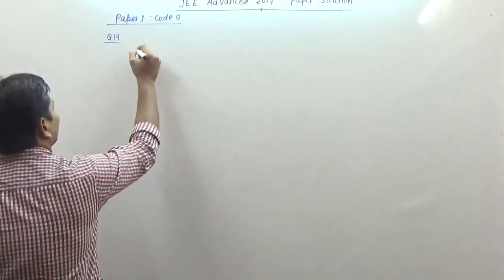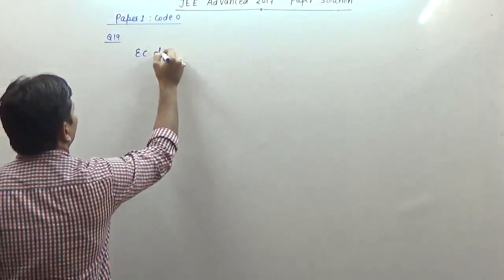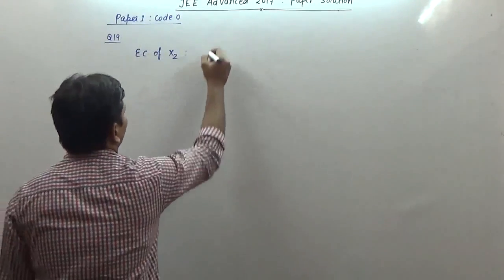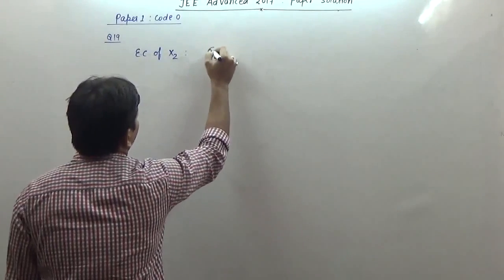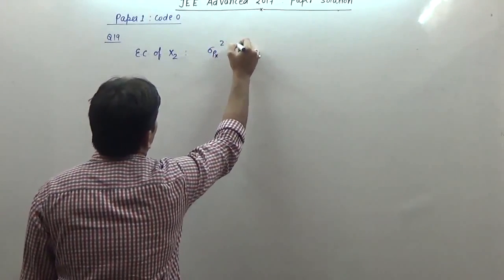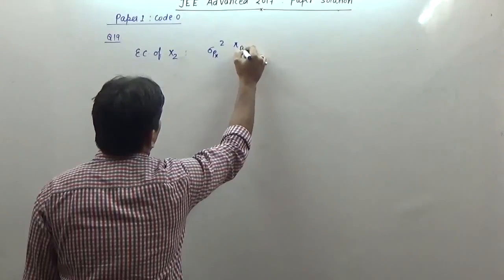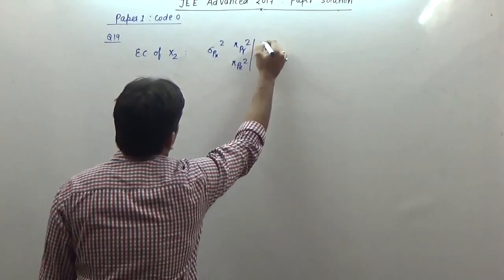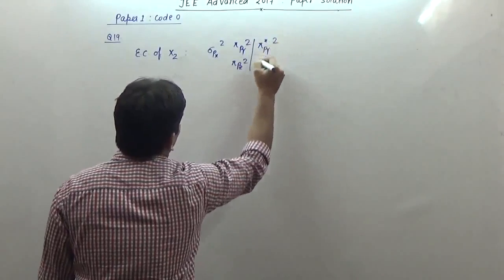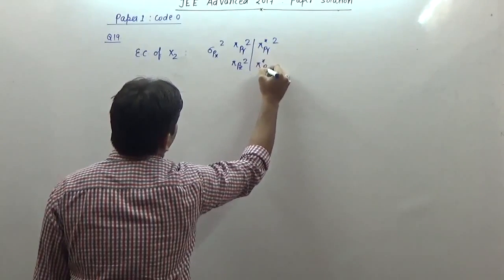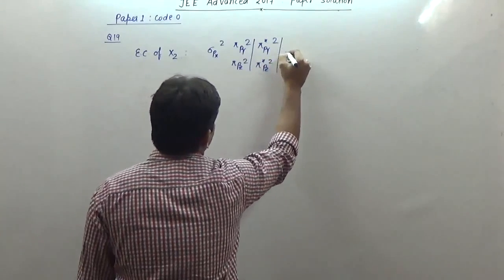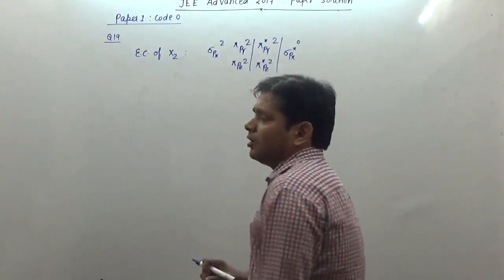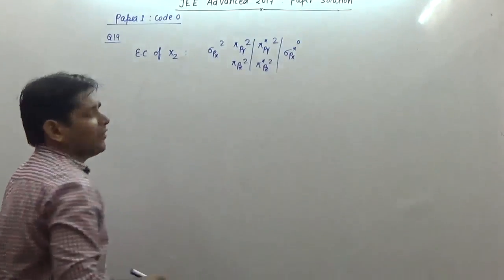If you look at the electronic configuration of X2, I am just writing it down. You will see that we have sigma px2, pi py2, pi pz2, and again pi star py2, pi star pz2, and then sigma px star 0. So this is the electronic configuration of X2.